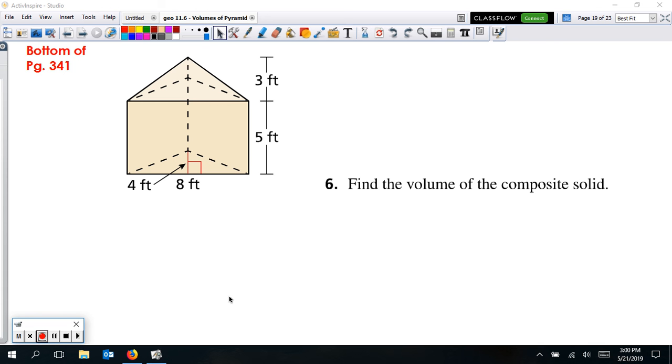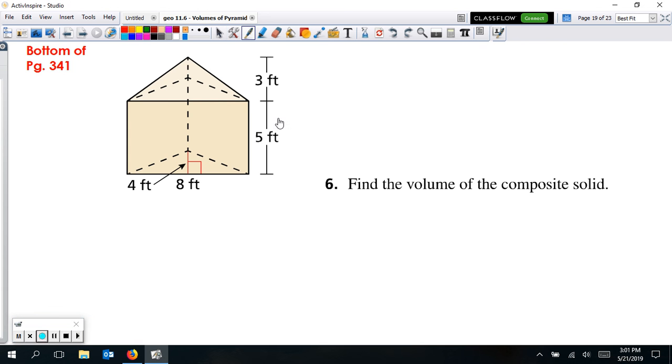So on the bottom of your page 341, there's a big blank space. You can go ahead and try to draw this the best you can. And this shape is a little awkward. What we have here is a triangular prism right here with a triangular pyramid on top of it. So it has the same base area, but this is actually a pyramid on top of a triangular prism. And so what we're going to need to do is find the volume of the prism and add it to the volume of the pyramid. And so that's how we do this.